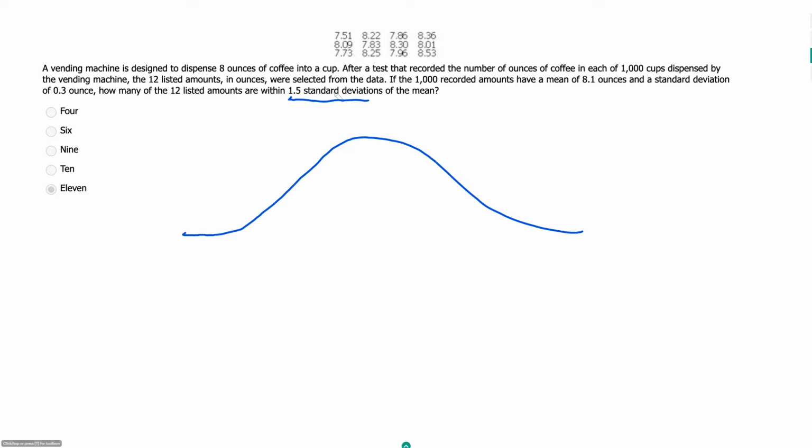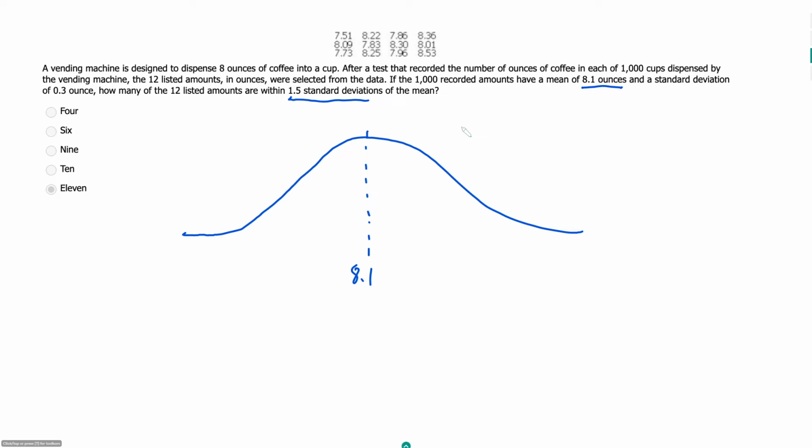It's just a measure of spread. It's a measure of how far on average each of the values in a set of numbers is from the mean of those values. So what do we know here? We know our mean is 8.1 ounces, right? So that is right here in the middle of our bell curve. And then we know the standard deviation is 0.3 ounces.